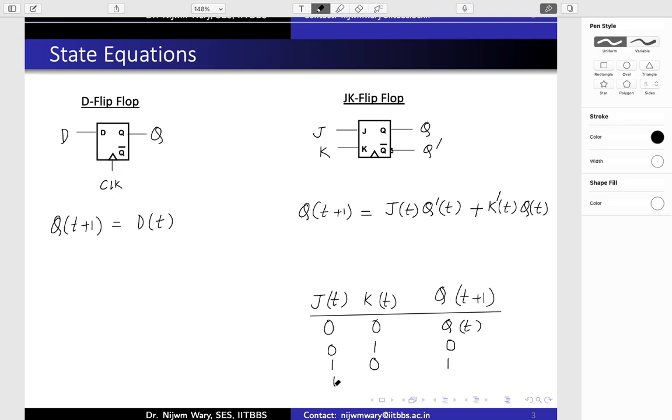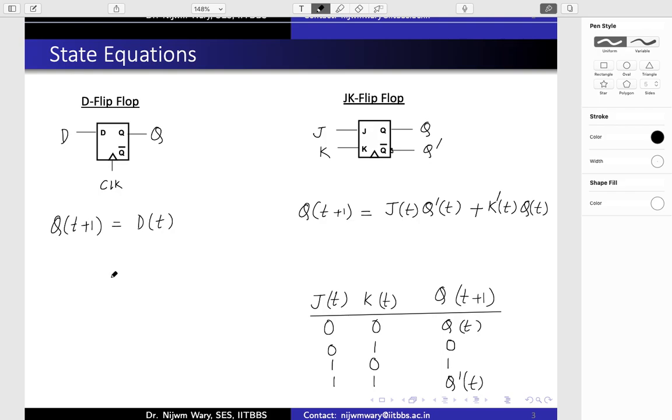And similarly if I have 1 1, so this is 0 and this is 1, so I have my Q dash T. So this is what we had discussed about this JK flip-flop. It has this kind of equation. So the next state is nothing but, if it is 0 0, it is the same as the present state. If it is 0 1, it will be reset, and if it is 1 0, it will be set, and if it is 1 1, it is complementing the current Q.